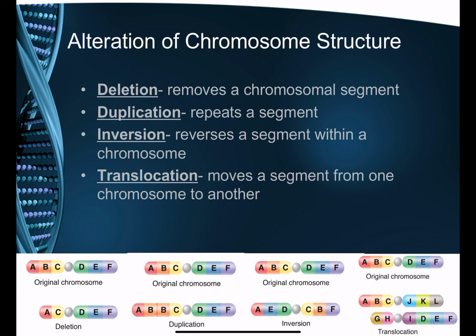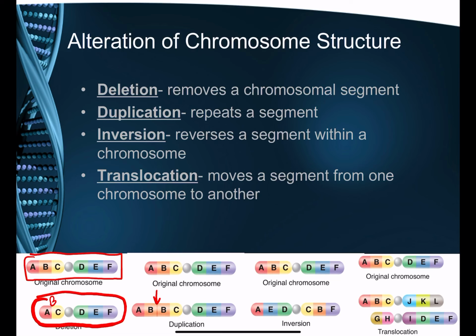another thing that can happen is an alteration in the chromosome structure. Okay? So our original chromosome, let's say, looks like this. Now, you can have a deletion. And so we see that we've deleted the B segment here. Any genes that were in that area, those are gone, okay? That B segment has been deleted. So we lost a chromosomal segment.